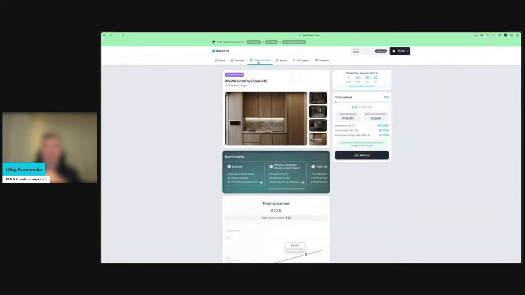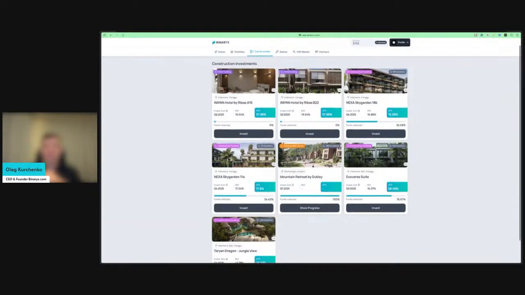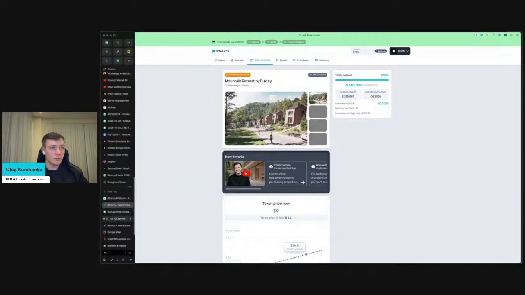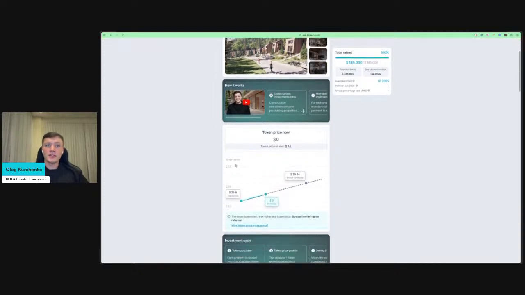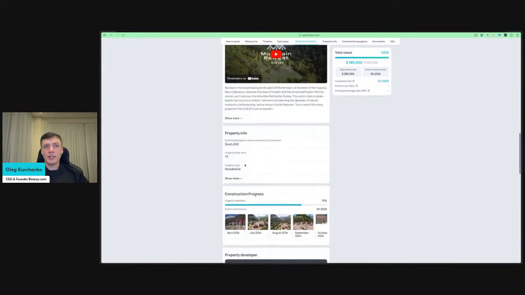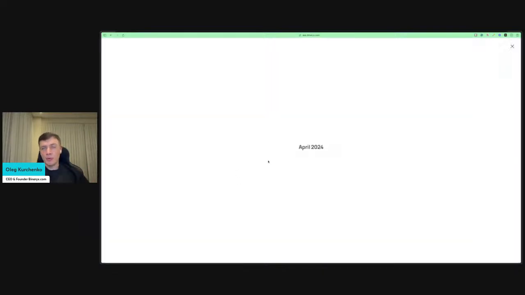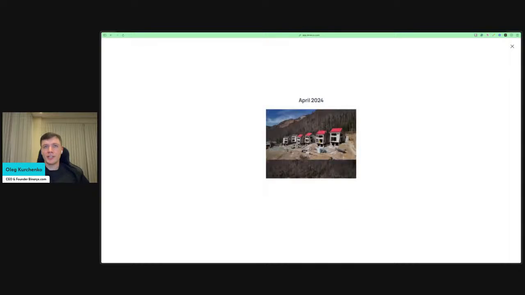So I would like to show you how reports from the developer look on an example that has already collected the money. Here is the other property, and that property has already collected the whole funds, but it's constructed for 75%, and the developer is uploading each month photos of how everything is going on. So you can see in April, the property looks like that.